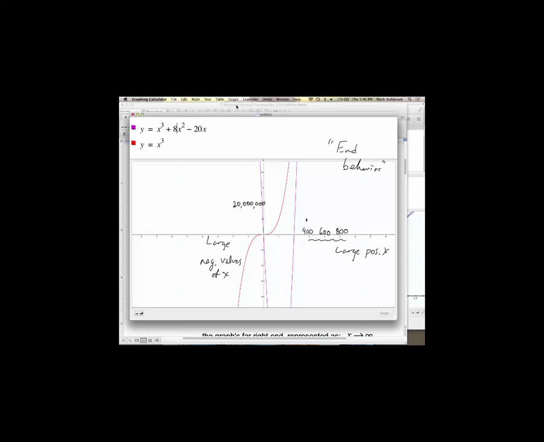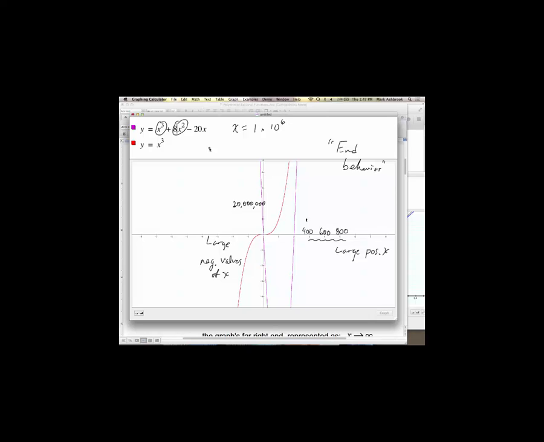So why is it that their end behavior is the same? So let's talk about x equals 1,000,000 here. If x equals 1,000,000, say 1 times 10 to the 6th, how would x cubed compare with 8x squared? If x was 1,000,000, how would x cubed compare with x squared?